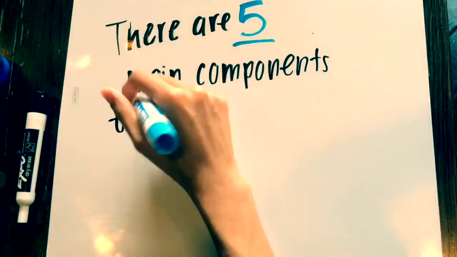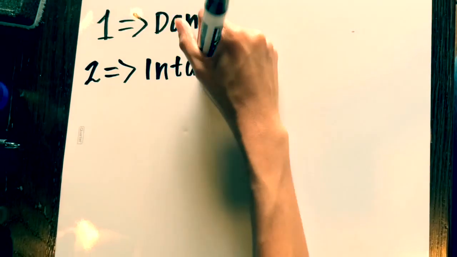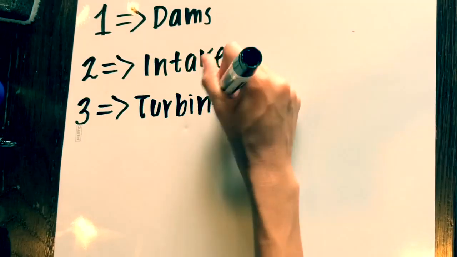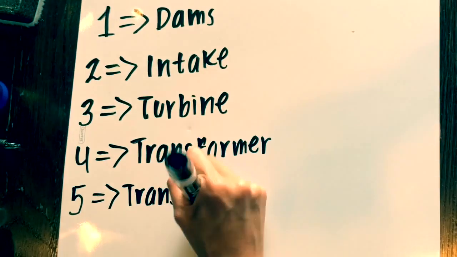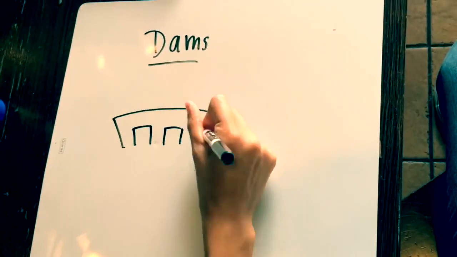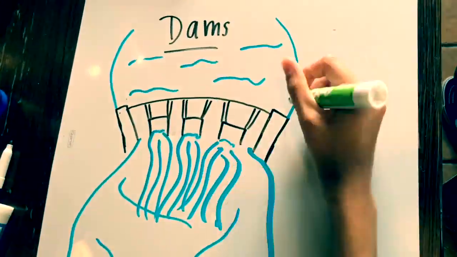Hydroelectric power plants have the following components. 1. The dam. 2. The intake. 3. The turbine. 4. The transformer. And lastly, the transmission lines. Component number 1, the dam, holds back the water, forming a reservoir.